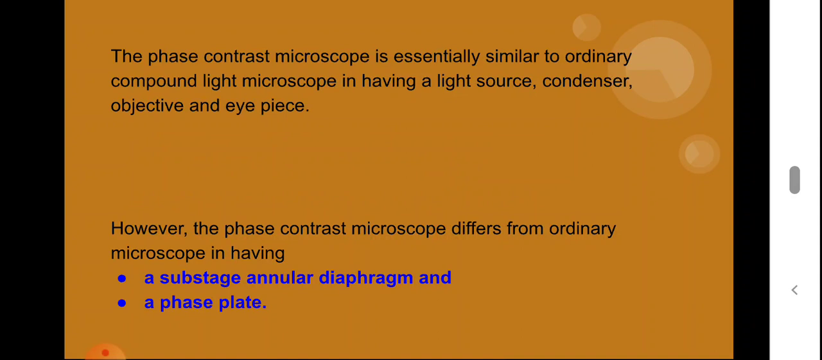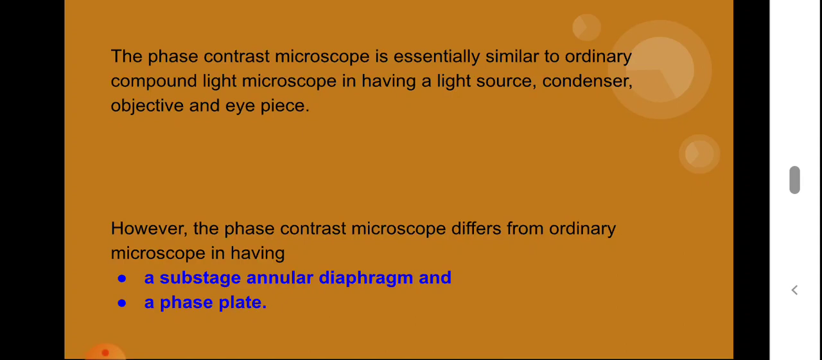That is, it has a light source, a condenser, an objective, and an eyepiece. Okay, everything is there. You should note about the condenser, the substage condenser. You know what it is. It is just placed below the stage plate.